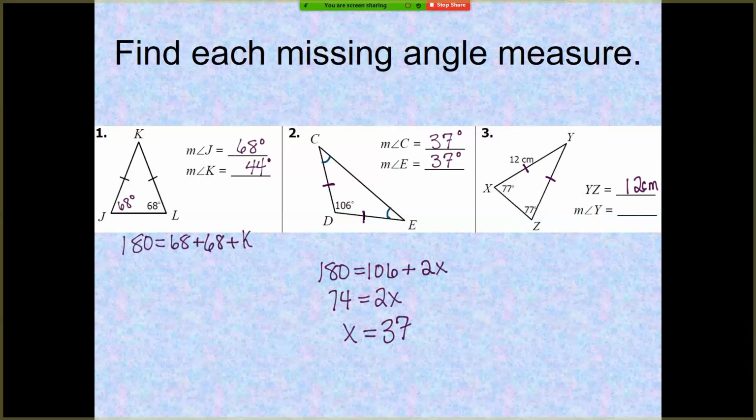And then last but not least, we're asked to find the measure of angle Y. That's this angle in here. So we're going to take 180, subtract the two angles that we know, to get a value of 26 for angle Y. Again, you can double check: if I plug 26 in here and then I add all three of those angles together, you should get 180 degrees.